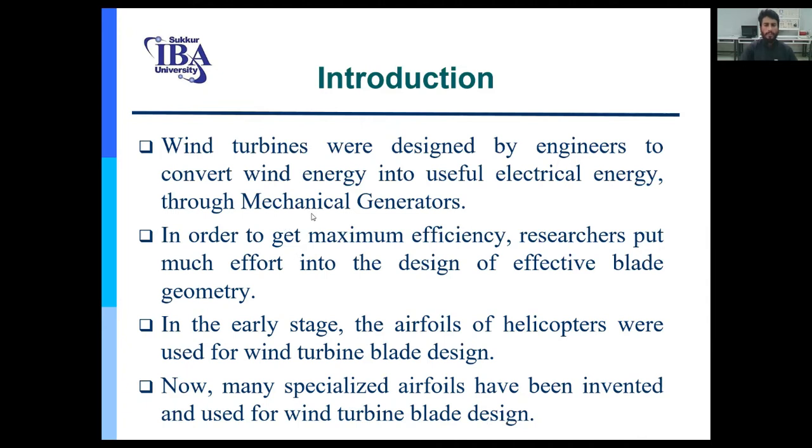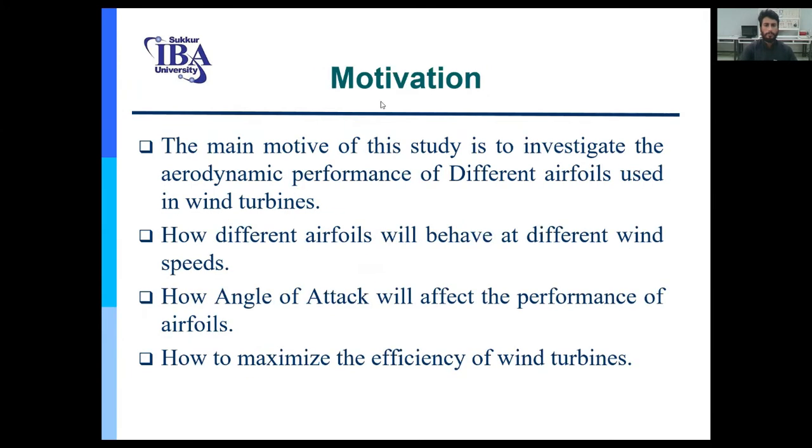So we are using wind turbines to convert the kinetic energy of wind into rotational energy, and then that rotational energy is converted into electrical energy by using mechanical generators. If the wind turbine blades are not compatible with the wind velocity, then obviously the efficiency of the wind turbine can be decreased. This is the motivation of our final year project.